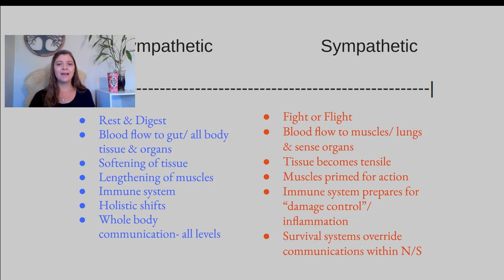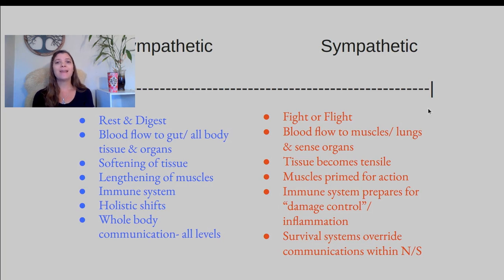And as such, the survival systems really override the communications within the nervous system. So, a lot of the organ systems that we use just for daily maintenance take a back burner, and the information coming and going to those organ systems is decreased in order to make room for those fight or flight actions and responses.